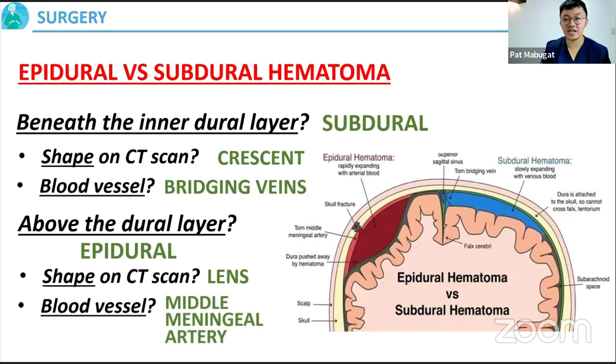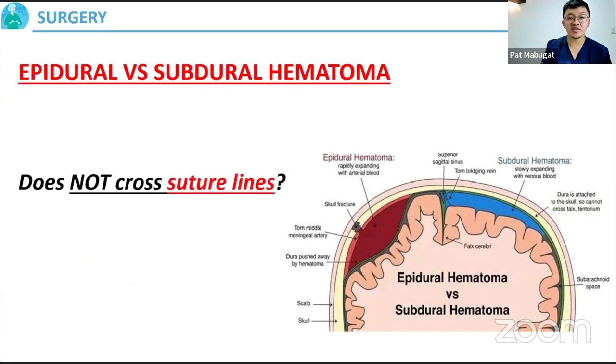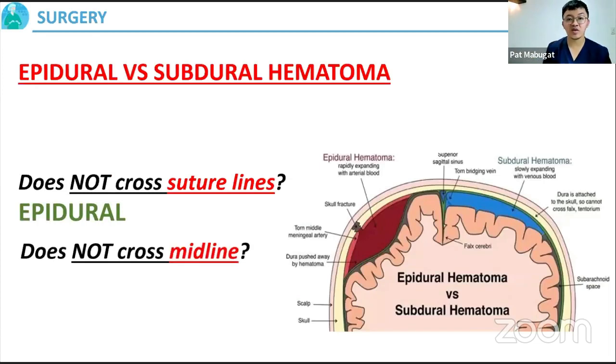Easy way to remember subdural and epidural. Which of the two, however, does not cross suture lines? This also has come in the board exams. Remember, suture lines are the lines of your cranial bones, right? The dura is stuck on those cranial lines, is stuck on bone. So which hematoma does not cross the suture lines? That's your epidural hematoma. Next, does not cross the midline. That is your subdural hematoma.